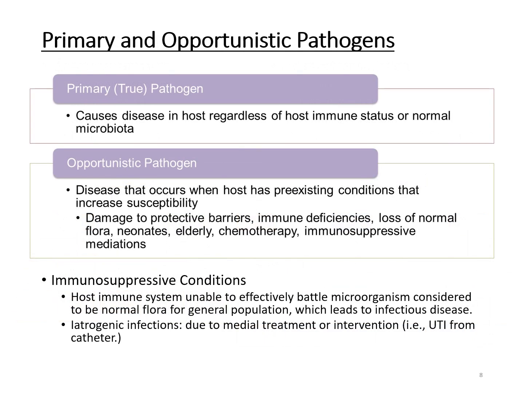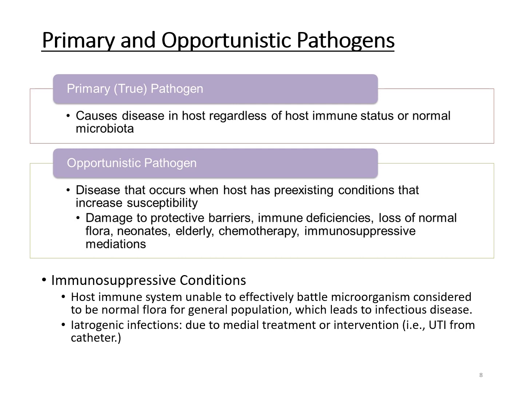Now, there are two main types of infections that we refer to, primary and opportunistic. With your primary pathogens, these are ones that cause the disease in the host regardless of the host immune status or normal flora. Something you could think about like this would be salmonella. Anybody could probably eat salmonella. I don't know why you'd want to, but they're going to get sick. So that would be like a true pathogen.